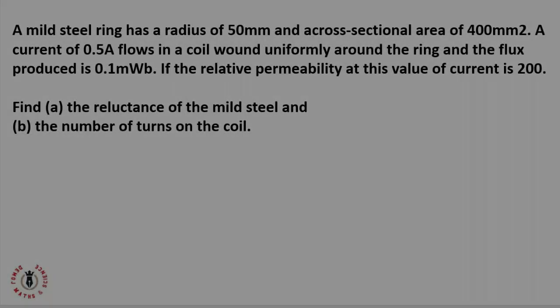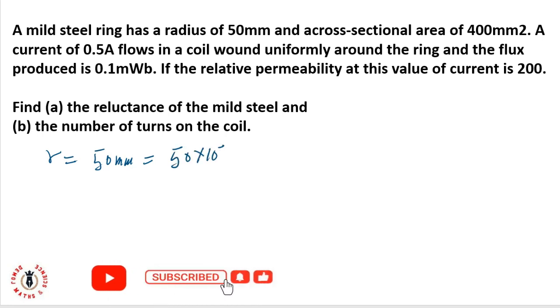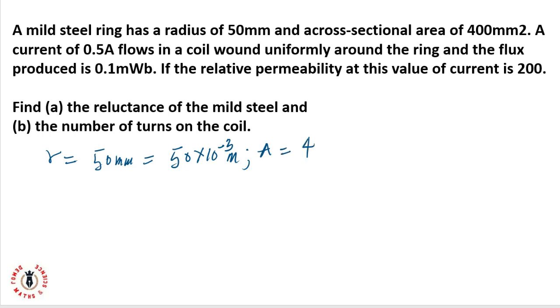Our worked example says a mild steel ring has a radius of 50 mm. The radius r is equal to 50 mm. First, let's convert this to meters. That will be the same thing as 50 times 10 raised to power minus 3 meters. And it has a cross-sectional area of 400 millimeter squared. Now let's convert it to meters. That will be the same thing as 400 times 10 raised to power minus 6 meter squared.